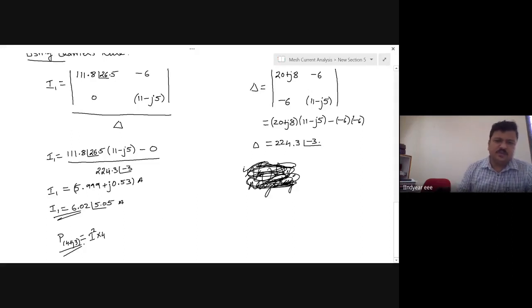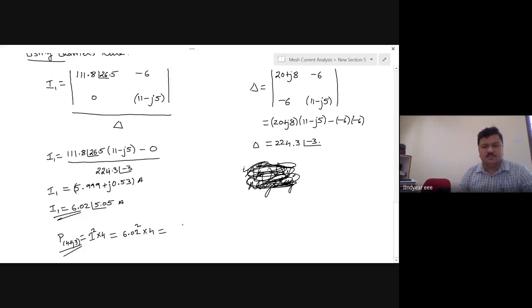So it is I square into 4. And what is the current now? It is 6.02 at an angle 5.05. Whenever we are calculating power, you should remember, I should not consider the angle of the current. If the current is in rectangular form, I should take the magnitude of it. I should never take I1 directly as 5.999 plus j0.53, squared, into 4.